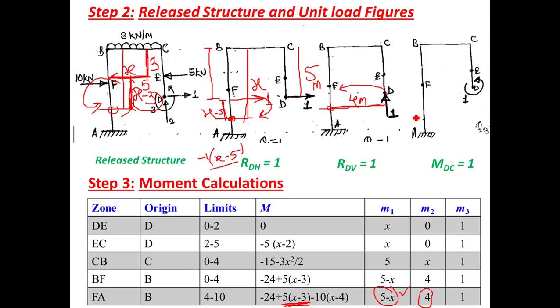Okay, and the last, fourth figure, MD is equal to 1. Still on the right portion, there is the same anti-clockwise moment, and that is plus 1. Okay, so like this we have to calculate the moments in all zones of the given frame.